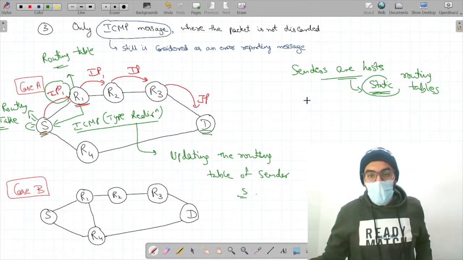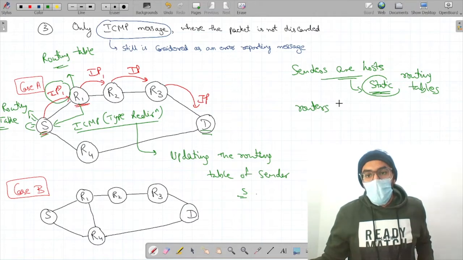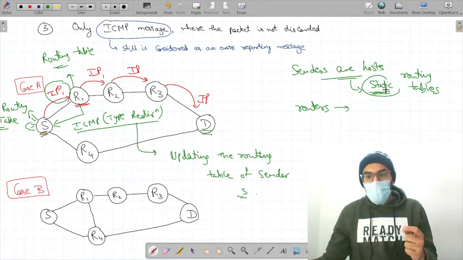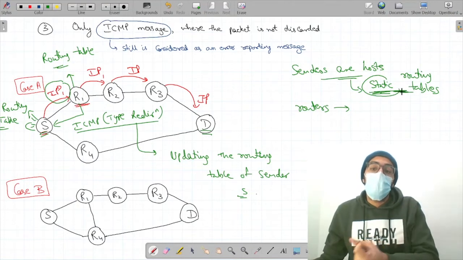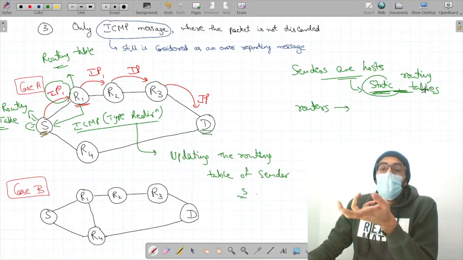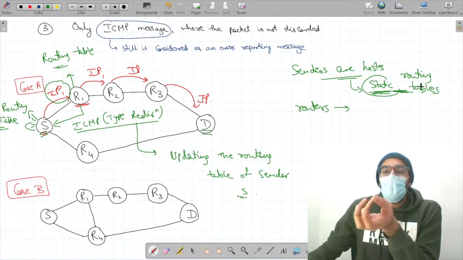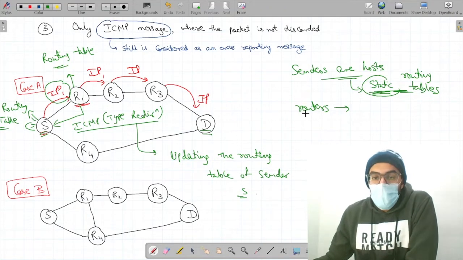Okay, and the routing tables of the routers are mostly dynamic. I am talking in general here. It might be the case that some of the hosts do not have static routing tables and have dynamic ones, but generally we see that most of the hosts have static routing tables and most of the routers have dynamic routing tables.